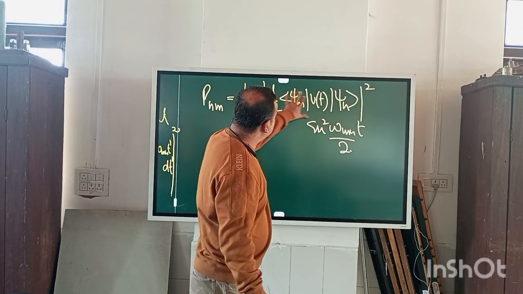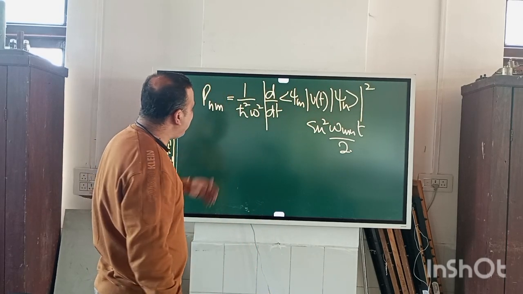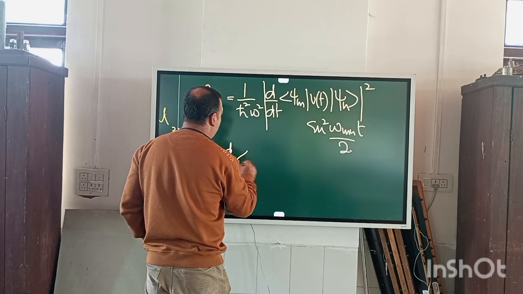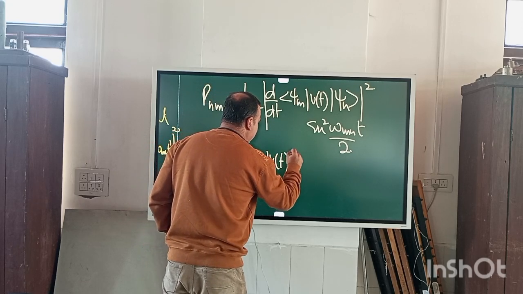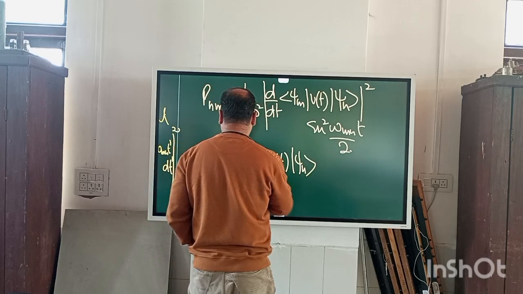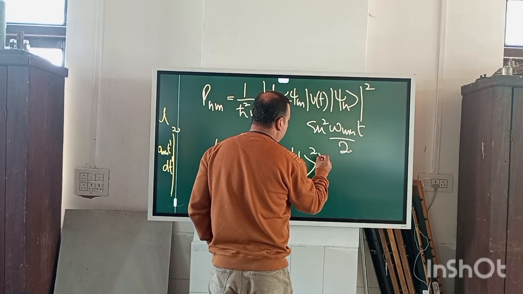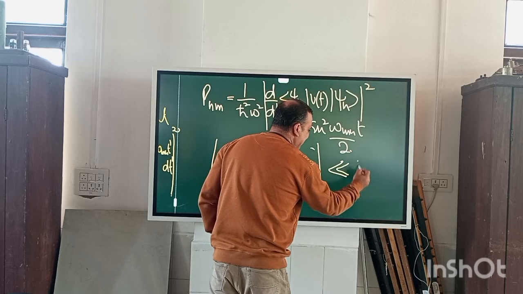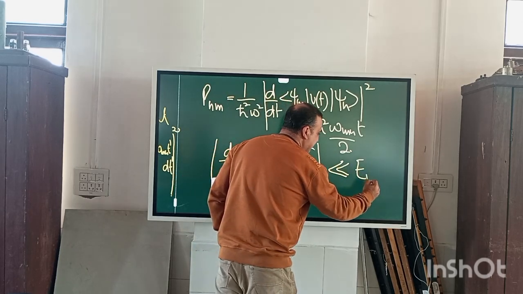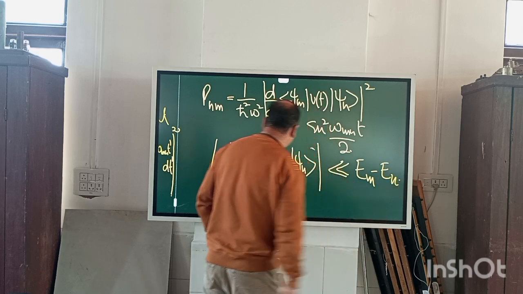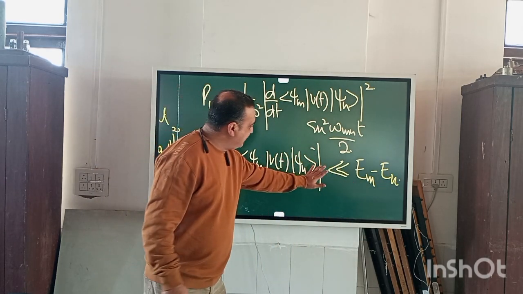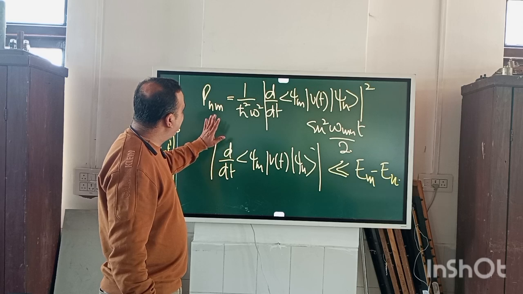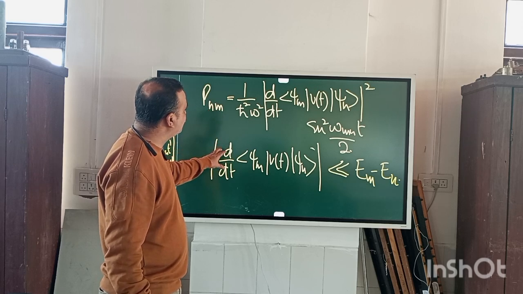Since this term is a constant, we can immediately say that the magnitude of d by dt of <psi_m|V(t)|psi_n>, whole squared, must be very, very much less than E_m minus E_n, the difference between my final and initial energies. So this is the condition for the adiabatic approximation that we have imposed on this probability.